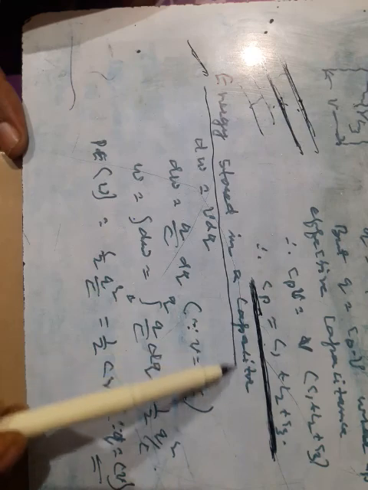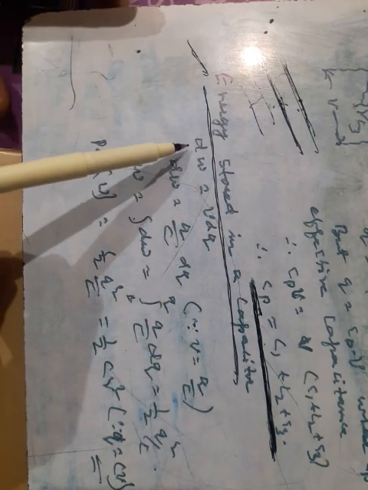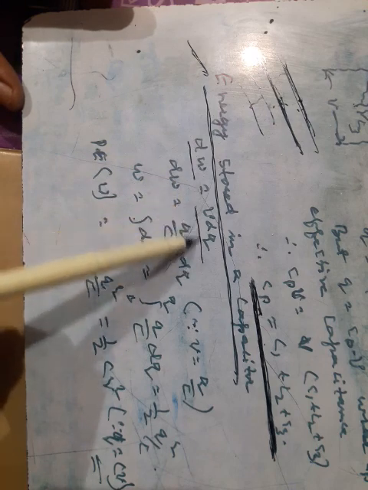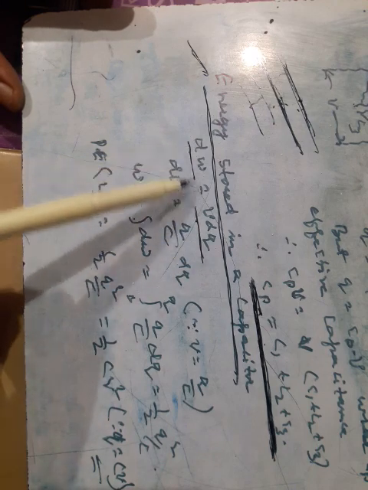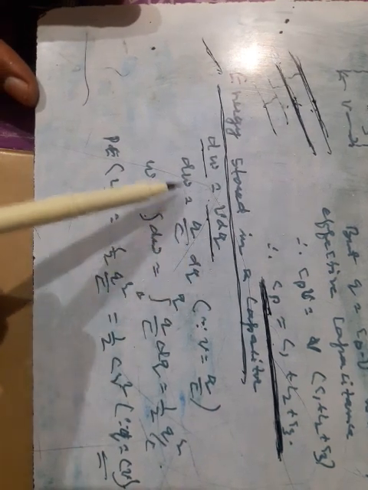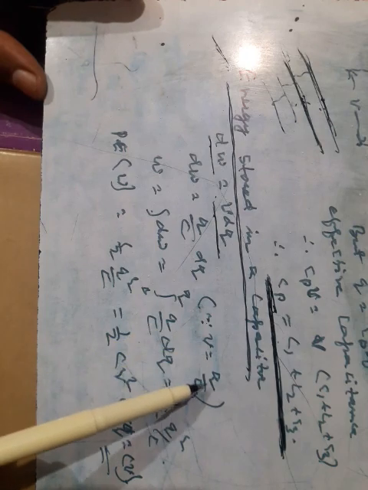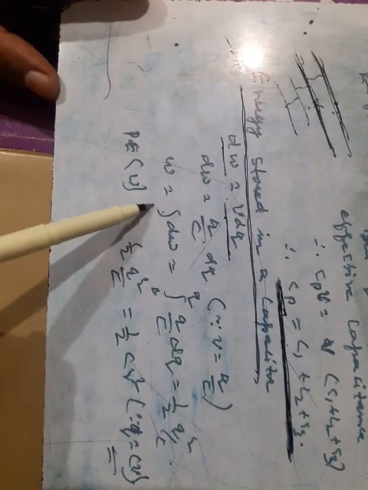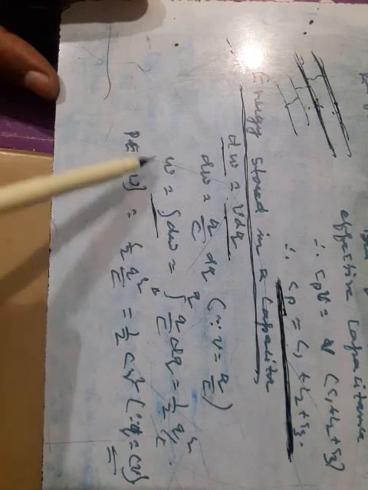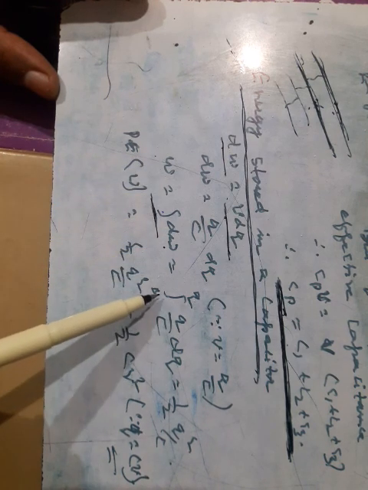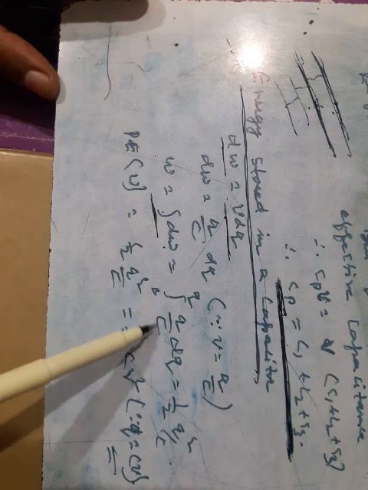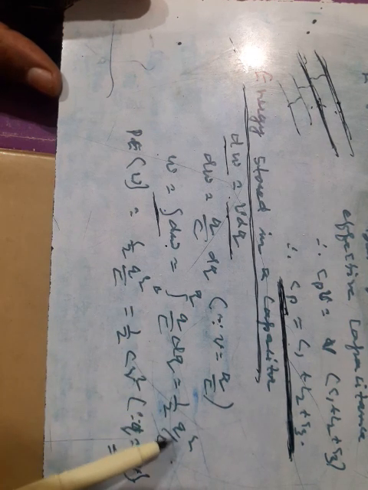Okay, now one more thing I want to discuss, that is energy stored in a capacitor. Here work done is equal to V into Q. Simply try to understand, dW is equal to V dQ for a small quantity. dW is equal to Q by C dQ, since V is equal to Q by C. W, integrating for the whole thing, W is equal to integration of dW, from 0 to Q, of Q by C dQ, that will be equal to half Q square by C.